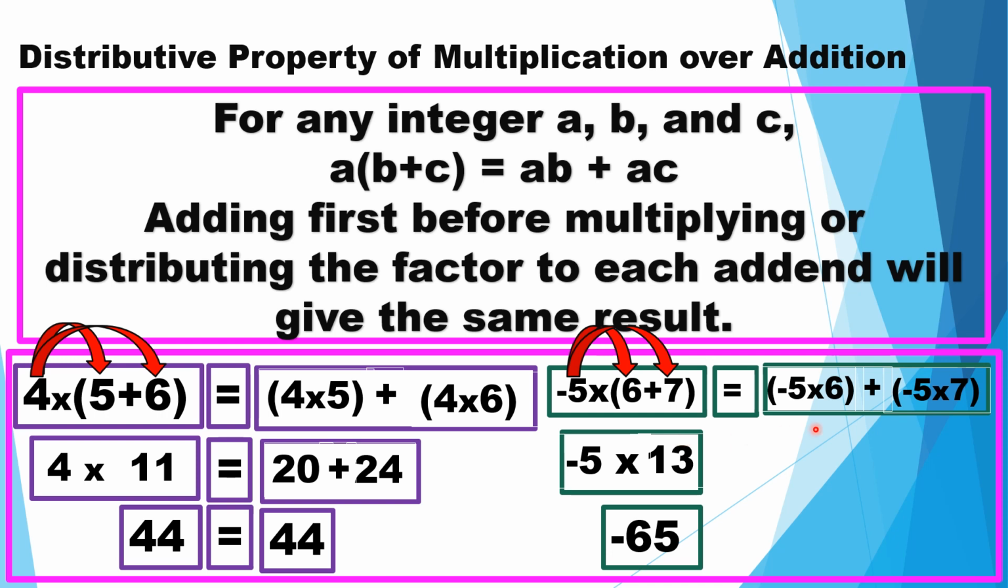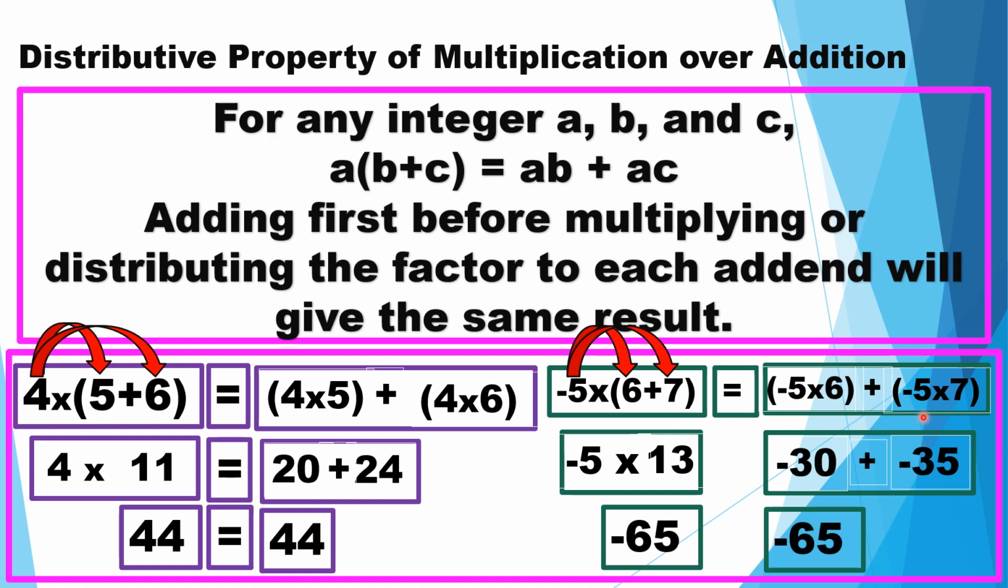Next, sa right side, negative 5 times 6 is equal to negative 30. Negative 5 times 7 is equal to negative 35. Then add. Negative 30 plus negative 35 is equal to negative 65. Negative 5 times 13 is equal to negative 30 plus negative 35. Negative 65 is equal to negative 65.